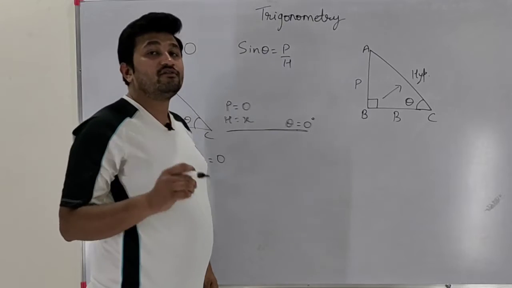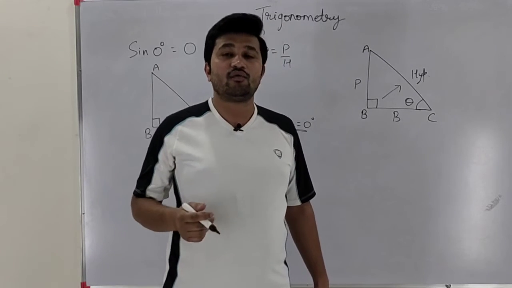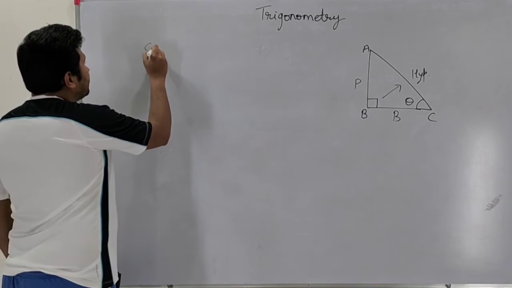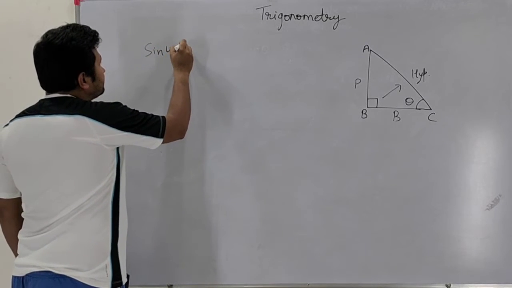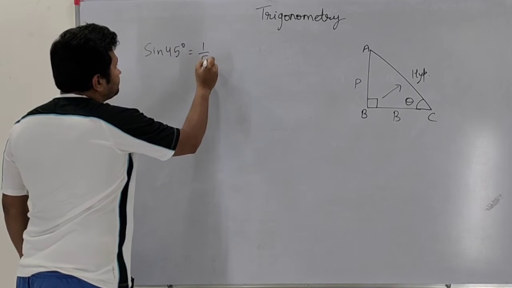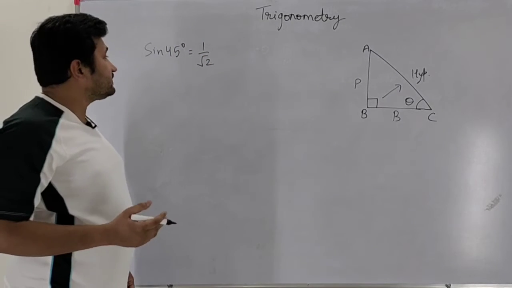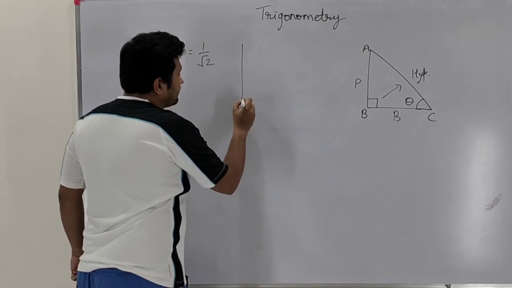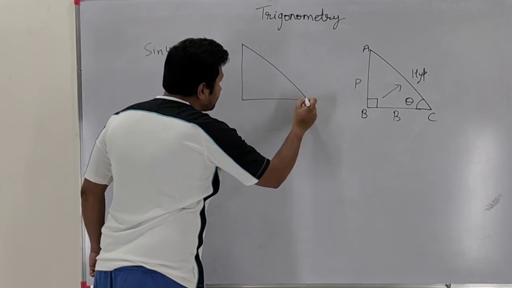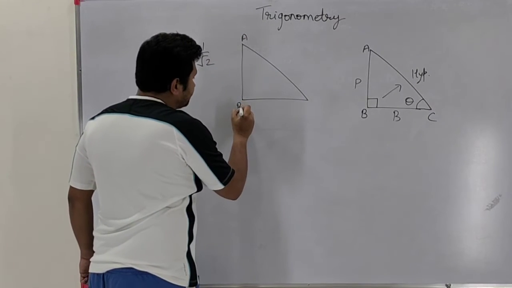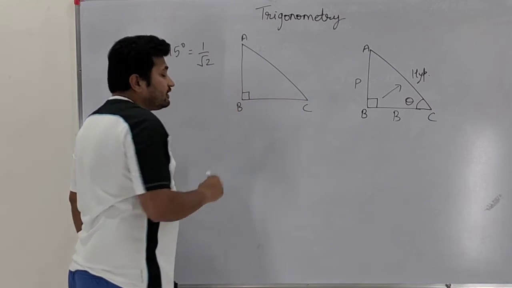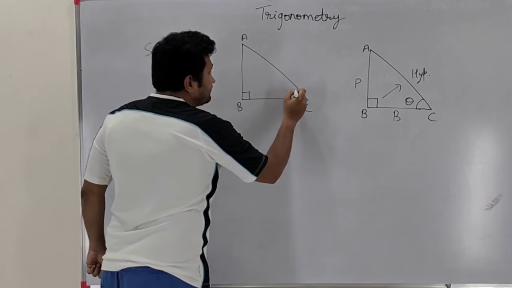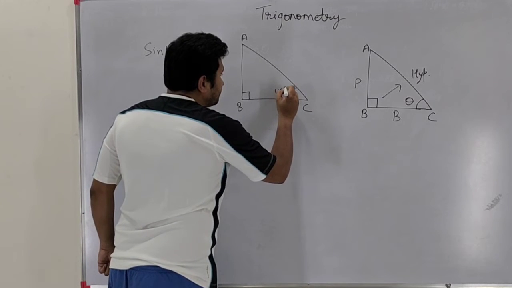Now next I am moving to sine 45 degree, that is why sine 45 degree is 1 upon root 2. Here I am going to prove why the sine 45 degree value is 1 upon root 2. Again, for this I am going to consider a right angle triangle. This is our right angle triangle, named ABC, right angle at B. Here we have to consider theta as 45 degree. So angle C this time is 45 degree.